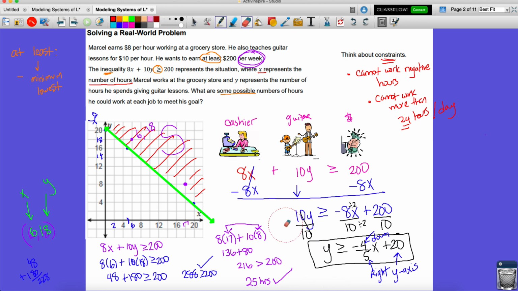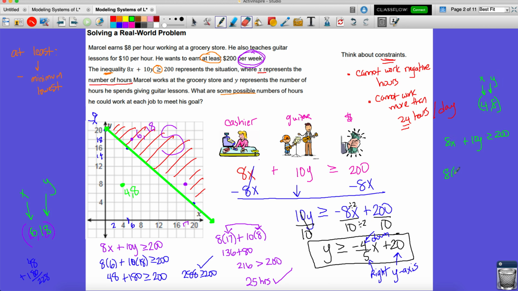The last thing is, if we were to erase this, actually I'll just write it here. If we were to erase this, and let's say that we had chosen a point like here that's not in the shaded area. This is 4 comma 8. So I'll do it on this side. 8x plus 10y is greater than or equal to 200, and the coordinate was 4 comma 8, this being again our x and this being our y.